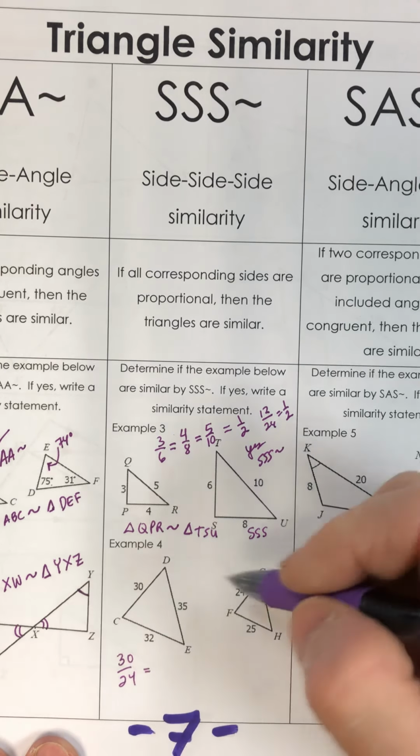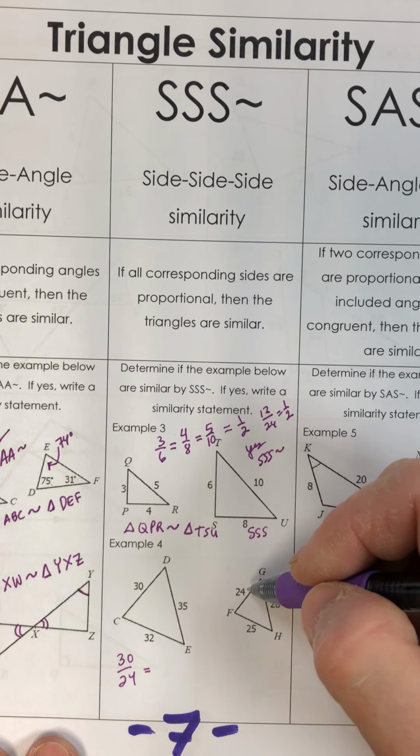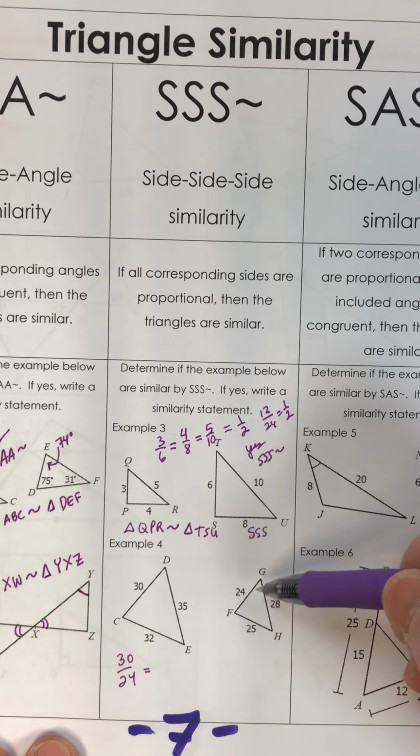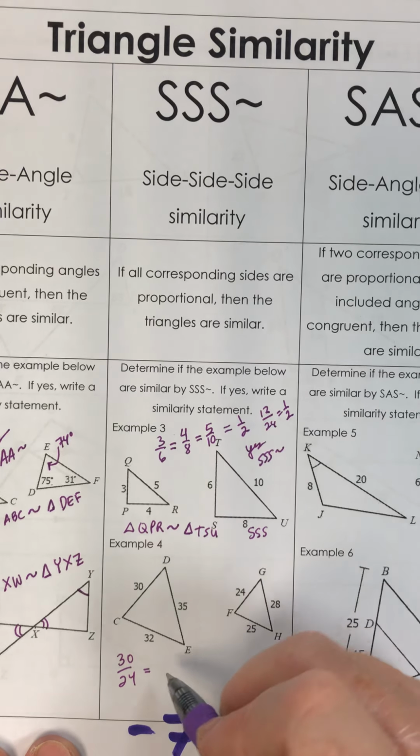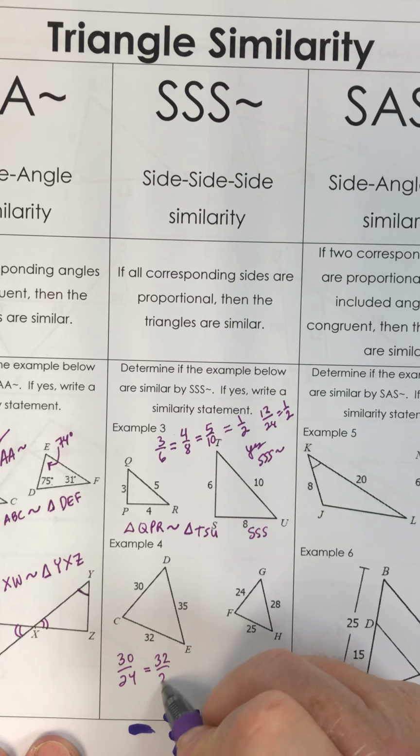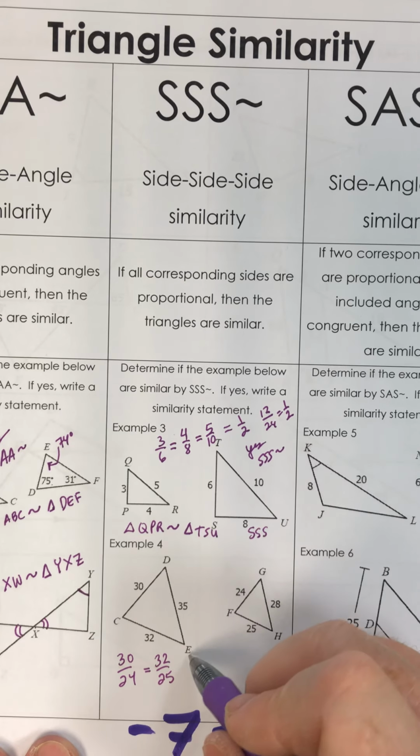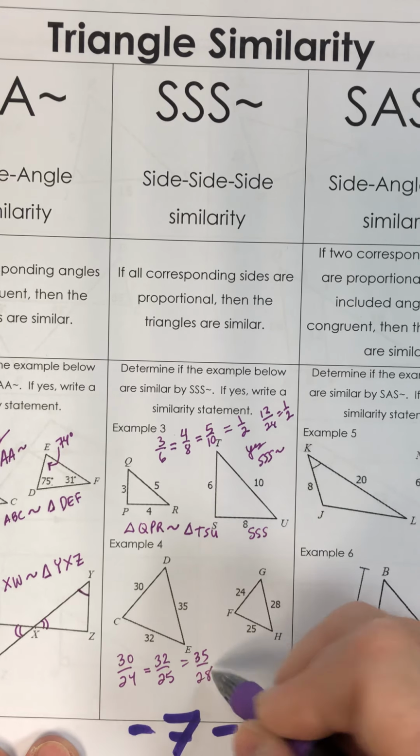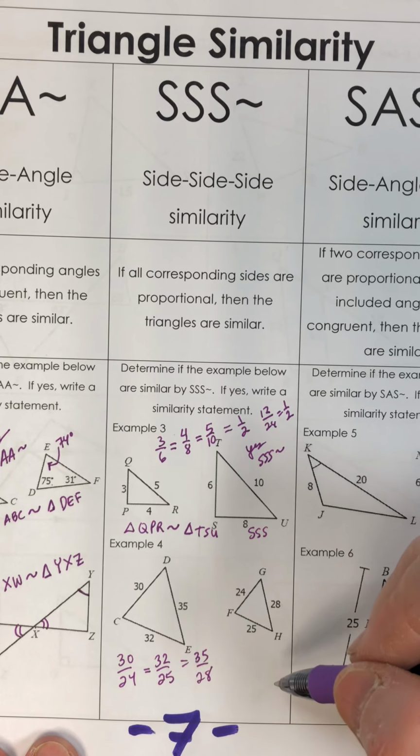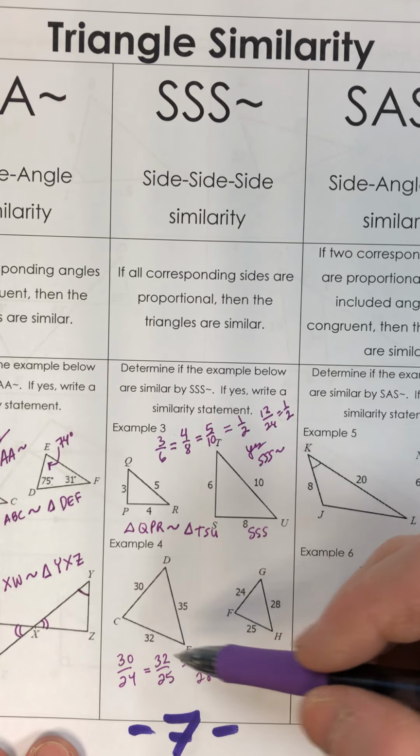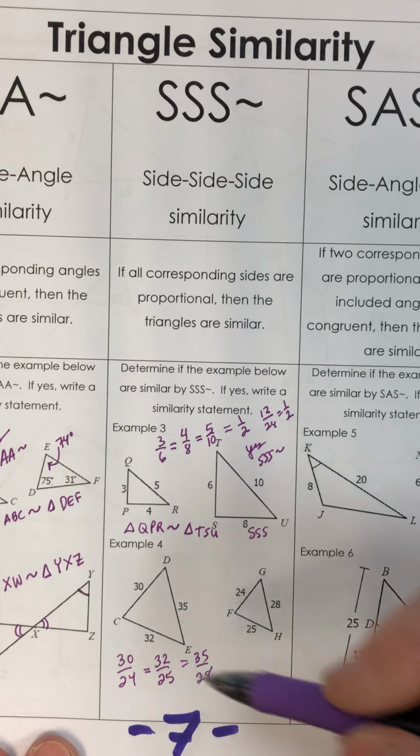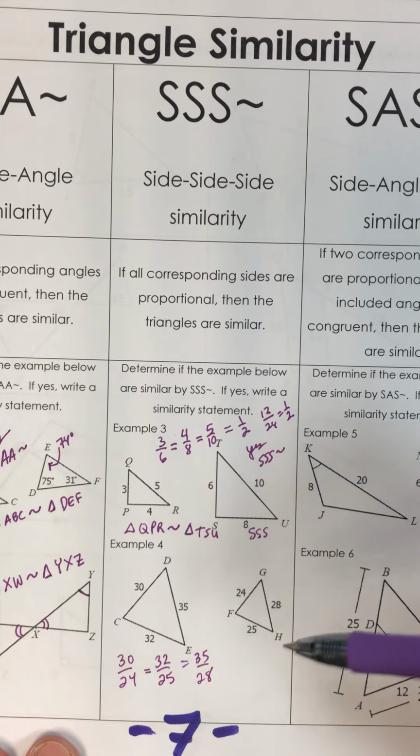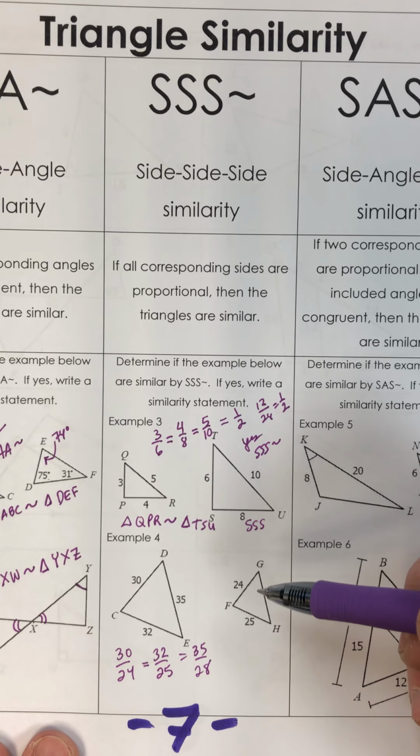Does that equal? Let's see, next up from 30 is 32. So next up from 24 is 25. So 32 would have to match with 25. And then 35 would have to match with 28. So reduce all those fractions, okay? Or you could just divide them in your calculator and look at the decimal answer and see if they're all the same.